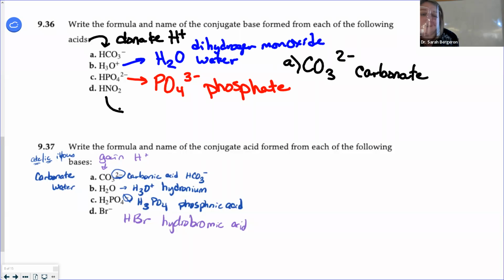Okay. D, HNO2. I'm going to donate a hydrogen. Just get rid of the hydrogen. I end up with NO2, but I have to worry about charge. So if I was neutral to start with, and I lose a positive, what am I? Negative. So now I have a negative on there. Go look on your polyatomic ion table. What am I? That's right. Okay.